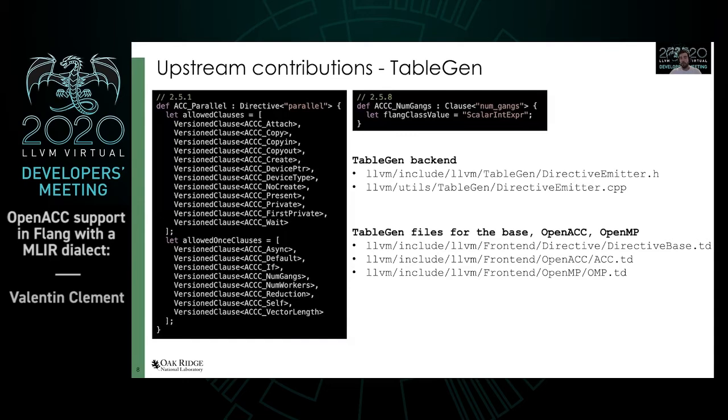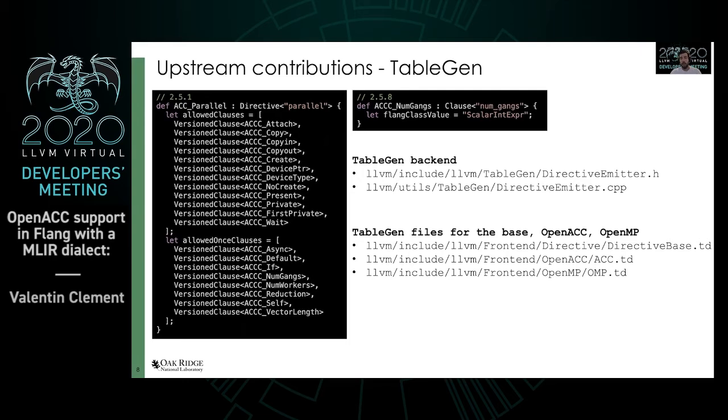We have contributed a new TableGen backend for the directive-based languages such as OpenACC and OpenMP. These backends allow us to represent the directives and the clauses in a more structured way and to generate more powerful code that can be used in Flang, but also in Clang in the future.